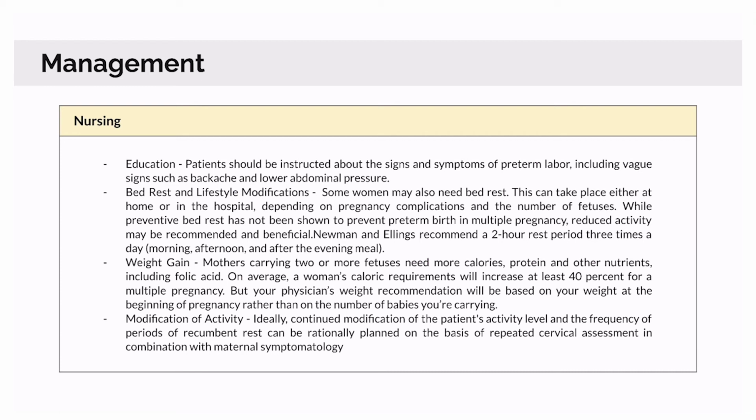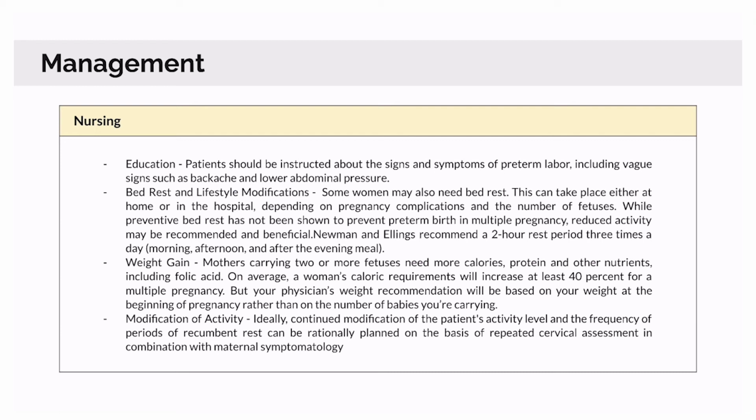Next is bed rest and lifestyle modifications. Some women may also need bed rest. This can take place either at home or in the hospital, depending on pregnancy complications and the number of fetuses. While preventive bed rest has not been shown to prevent preterm birth in multiple pregnancy, reduced activity may be recommended and beneficial. In addition, Newman and Ellings recommend a 2-hour rest period 3 times a day, which is morning, afternoon, and after the evening meal.